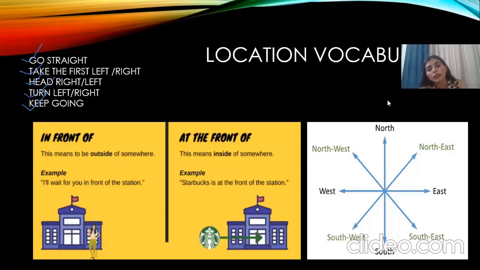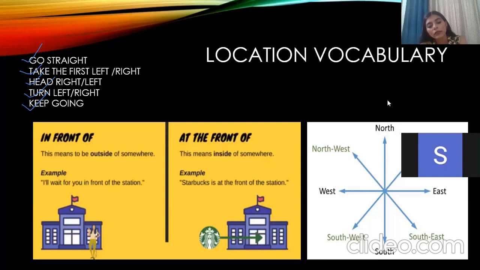In front of is when you are standing in front of some building or somewhere. For example, you are standing in front of your house. At that time, you are in front of that place, right? At front of is that you are inside that building. Suppose inside your home. Let's take an example of your home. When you are inside your home, it will be at the front of. Exactly. I hope I made it clear.